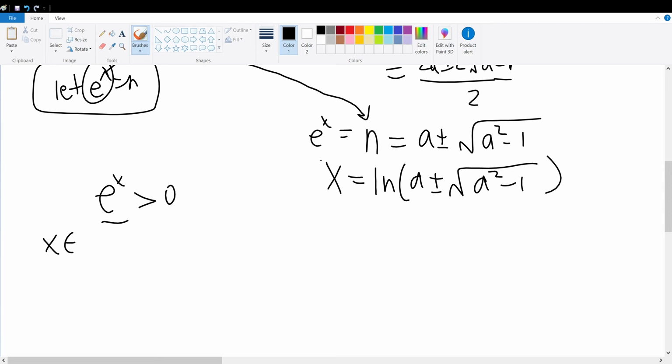x can be equal to all real numbers. Let me rewrite this, x being within values like negative 3, negative 2, negative 1.